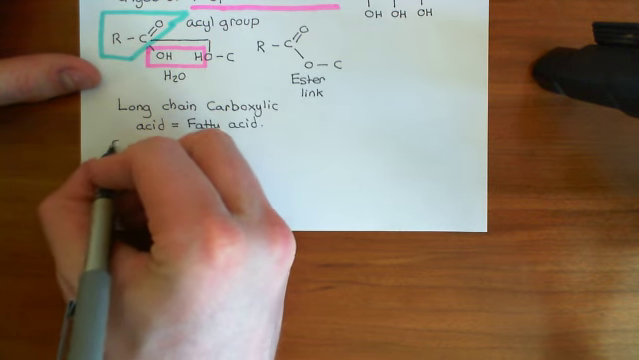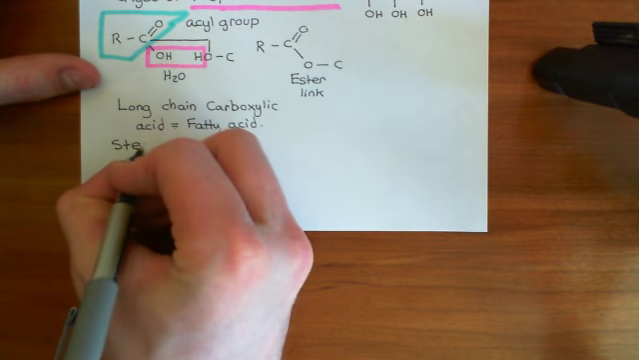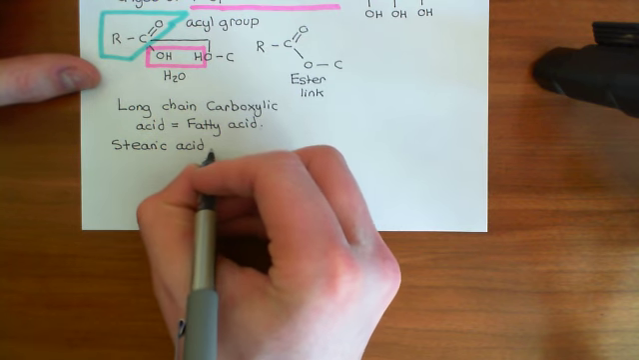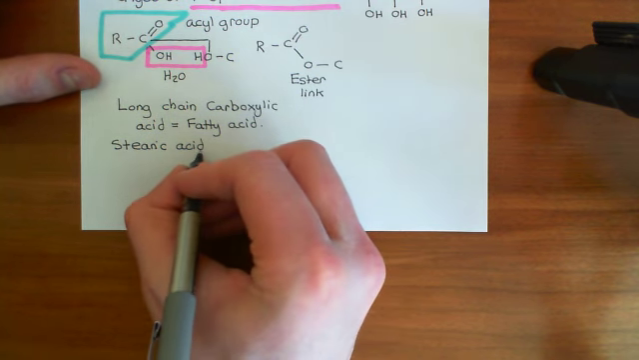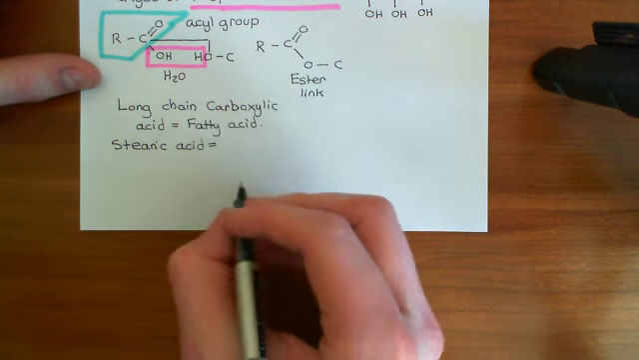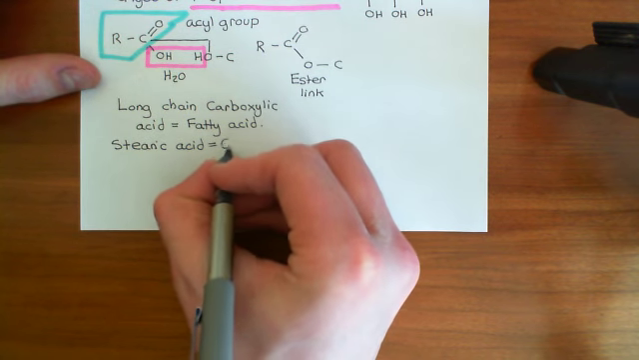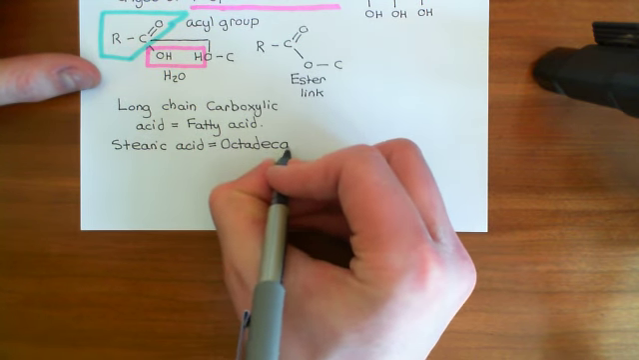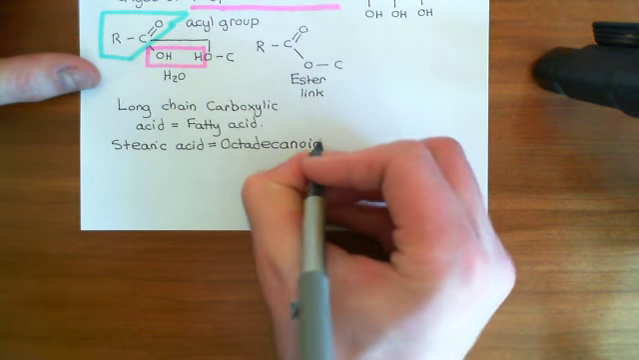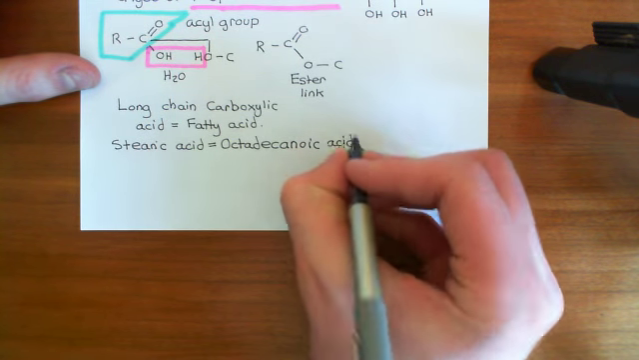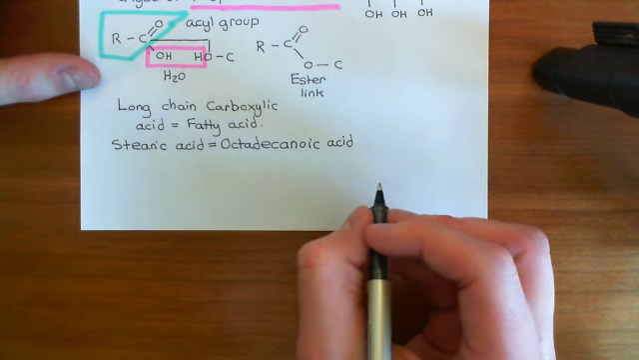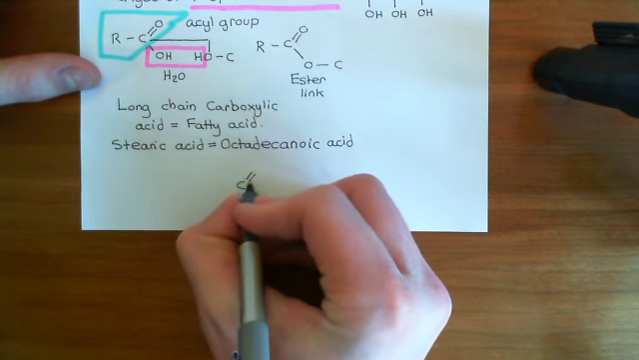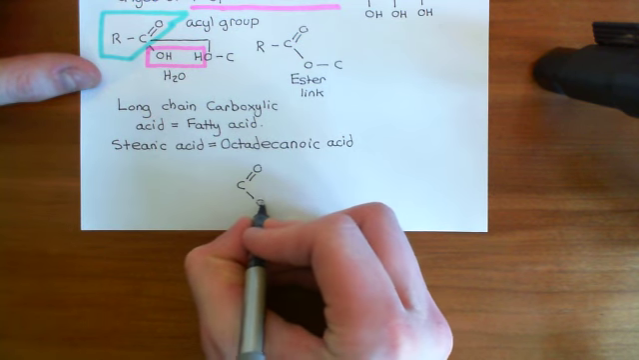So the first example is stearic acid. Now stearic acid is the biochemist's name. The organic chemist name for stearic acid is octadecanoic acid. Once again, the organic chemist's name is more useful than the biochemist's name because octadecanoic acid tells us immediately what we're dealing with here. It tells us that we're dealing with an 18-carbon, fully saturated carboxylic acid.